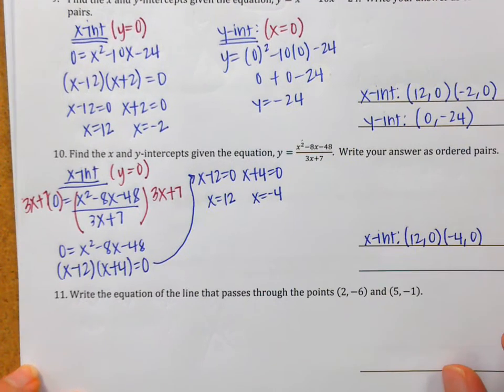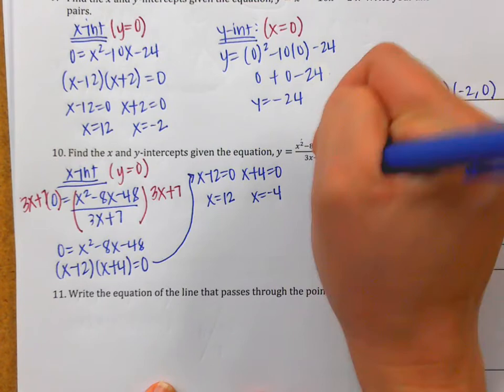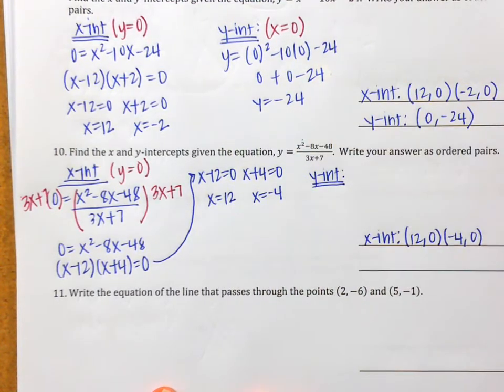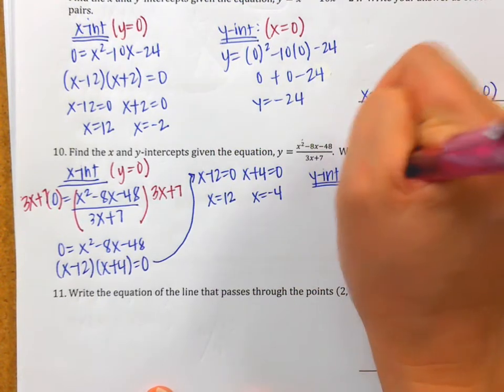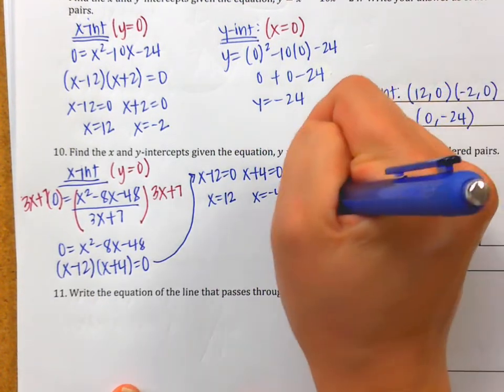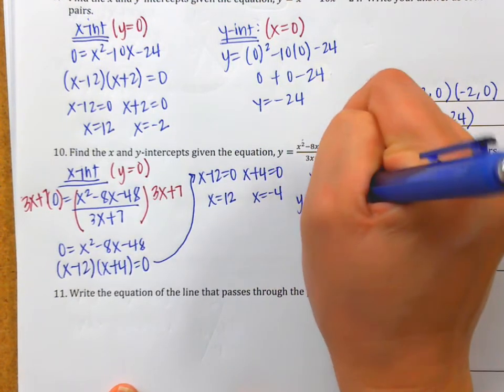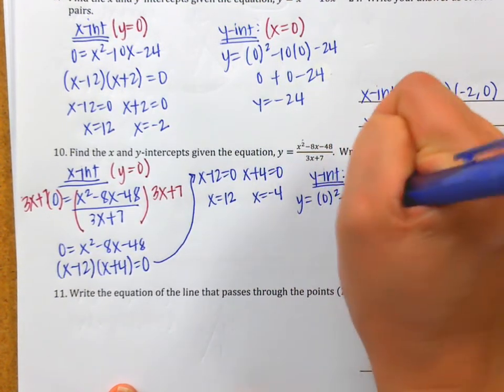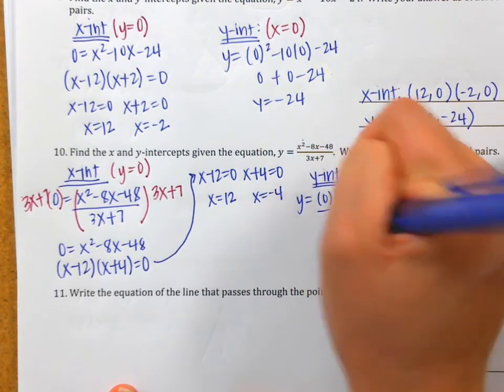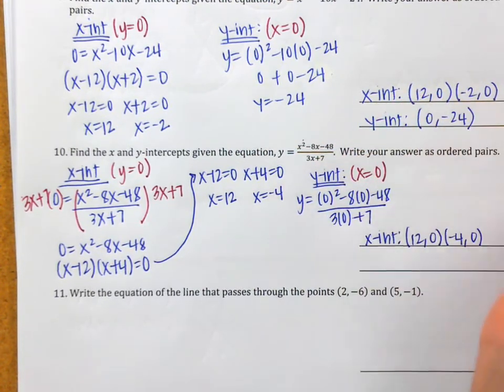And then we move on. So let's move on to our y-intercept. Your y-intercept, again, is where x is equal to 0. So we're just going to plug in 0 wherever there's an x. So y equals 0 squared minus 8 times 0 minus 48 divided by 3 times 0 plus 7.